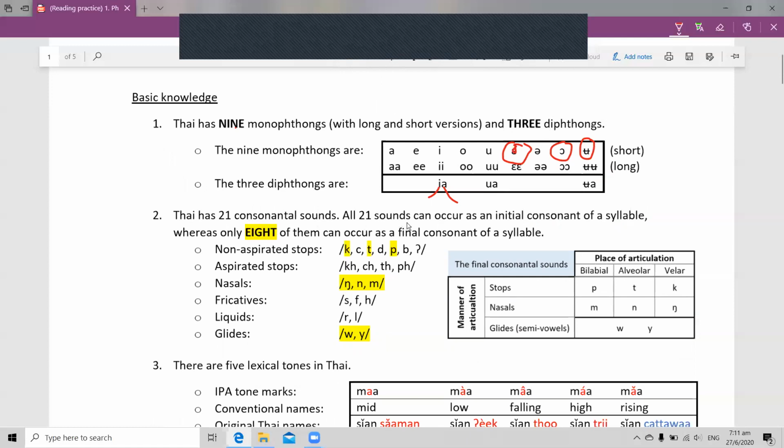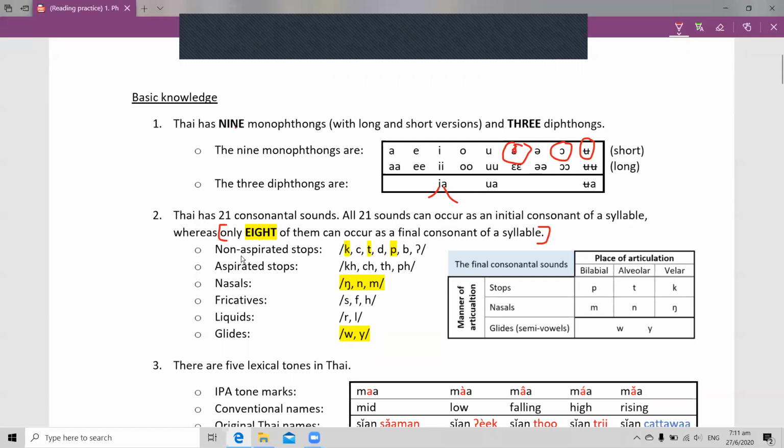Thai has 21 consonantal sounds, and all of them can occur as an initial consonant of a syllable, but only 8 of them can occur as the final consonant of a syllable. I unfortunately forgot to mention this in the first lecture video, but this is very important. So let me just go through the pronunciation of the consonants again.